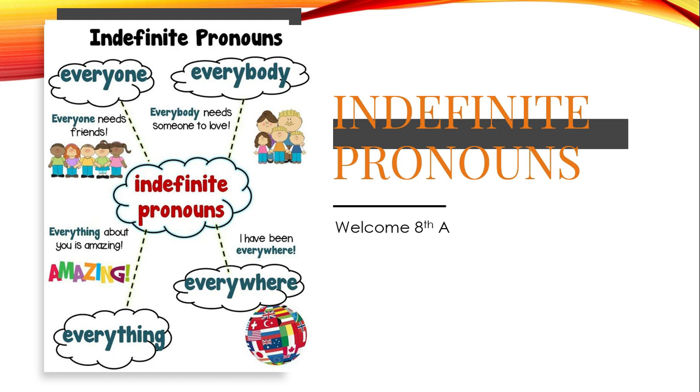As you can see in the example, indefinite pronouns are pronouns that are not referring to a person, place, or thing specifically. We have some examples like everyone, everybody, everything, or everywhere. Everything is about that you're amazing. I have been everywhere. Everybody needs someone to love. Everyone needs friends. We understand the sentence, but we don't know who we are talking about. So that is an indefinite pronoun.